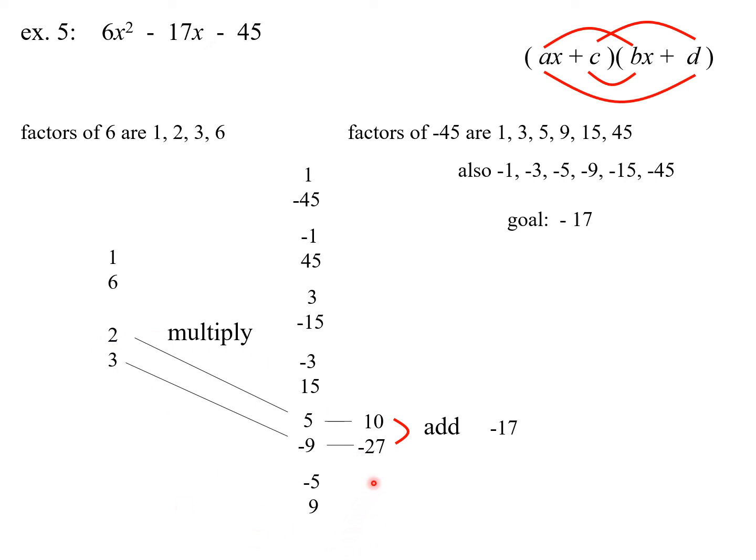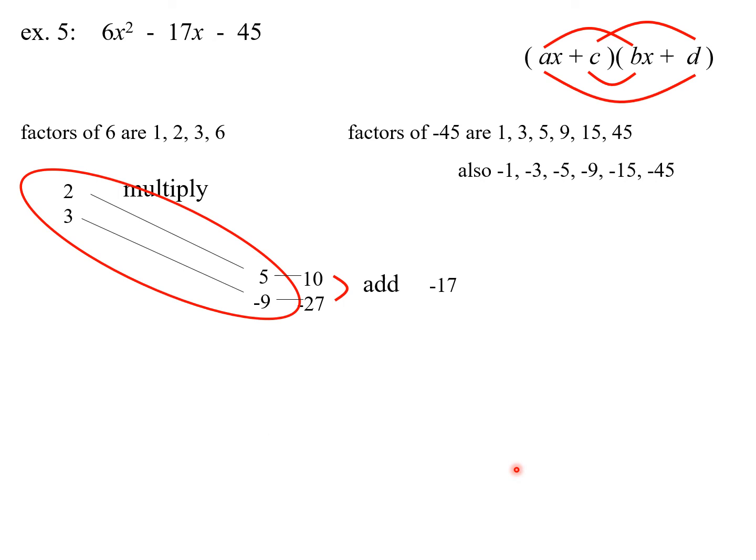Okay? So they multiply. 2 times 5 is 10. 3 times negative 9 is negative 27. They add to negative 17. That's our winning pair. Okay? And then the A is 2, B is 3. Okay? Or it could be vice versa. But you got to be careful with the pairing now.